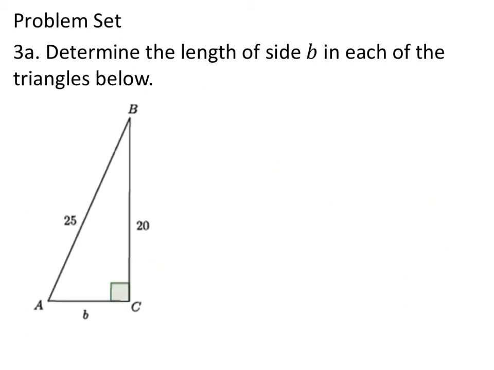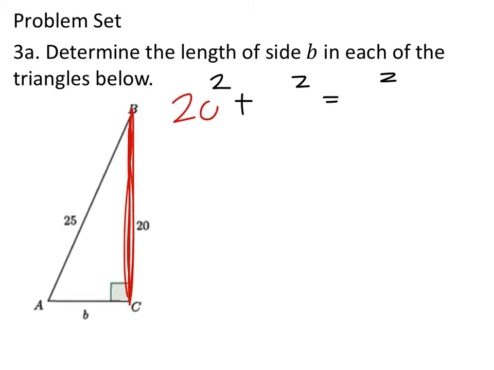3a, determine the length of side B in this triangle below. So on this one, we'll use the Pythagorean theorem again. So I'm going to take one of the side lengths, or the leg squared, and add that to the other leg squared. And it should give me the hypotenuse squared. So I can see that this leg is 20. And then this is also a leg, which is just shown as B. And then I have this hypotenuse at 25.